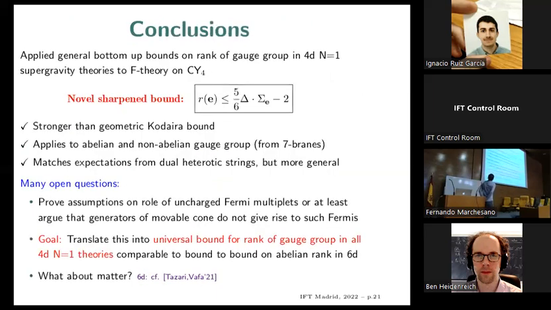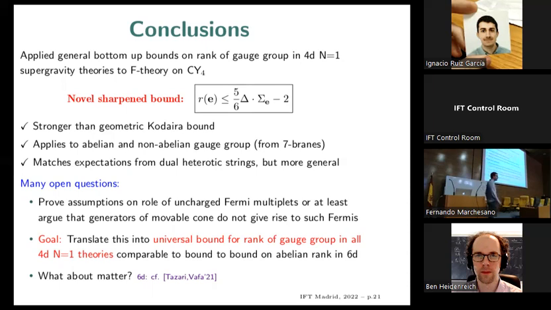Okay, let me wrap up. I've applied general bottom-up bounds on the rank of the gauge group in 4D N=1 supergravities to F-theory concretely. This has led to a novel sharpened bound on the rank in terms of certain geometric quantities, which is stronger than known geometric bounds, the Kodaira bounds, which apply also to abelian and non-abelian gauge groups, and which matches expectations also from the dual heterotic strings, but it's more general.